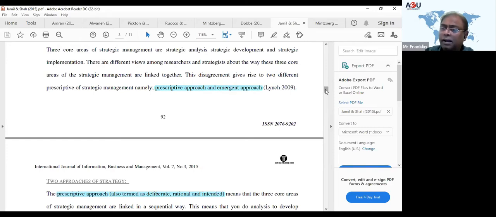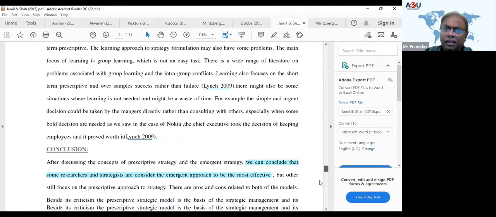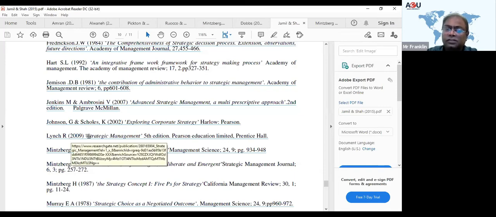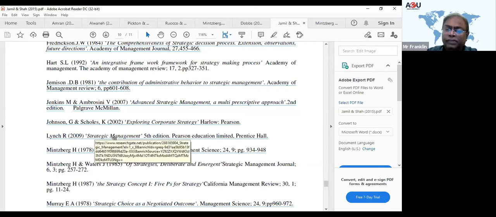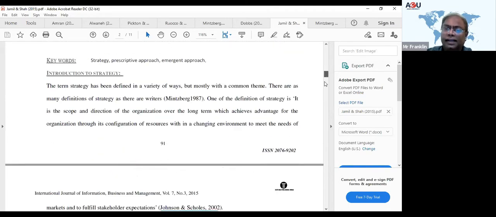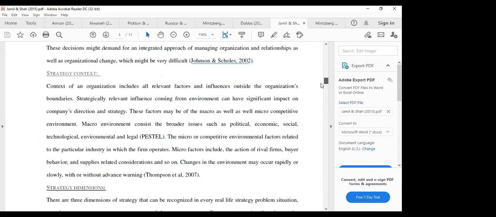So now, how do they put the reference at the bottom here? You go to the bottom, you look at alphabetical order, Lynch. Now where is this taken from? Lynch R 2009, Strategic Management, 5th edition. This is the textbook. So Lynch has also talked about these two types of strategies, and he is mentioned there. Okay, does it answer your question? Yeah, partly.